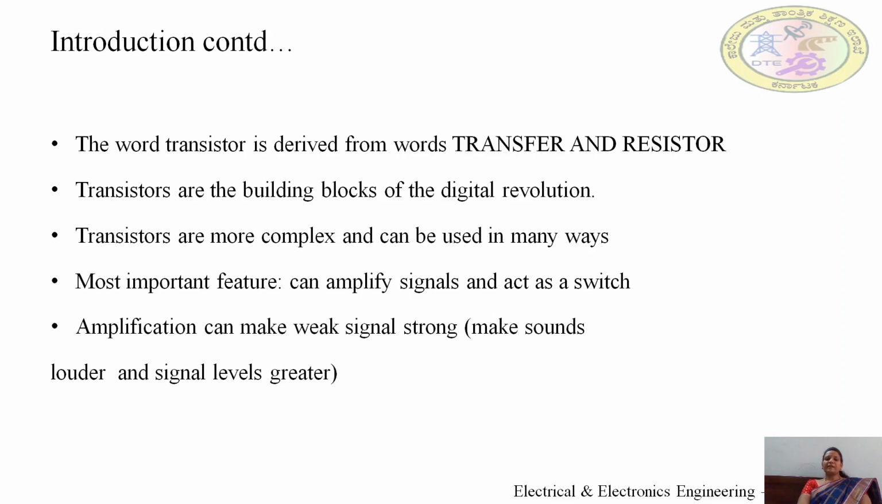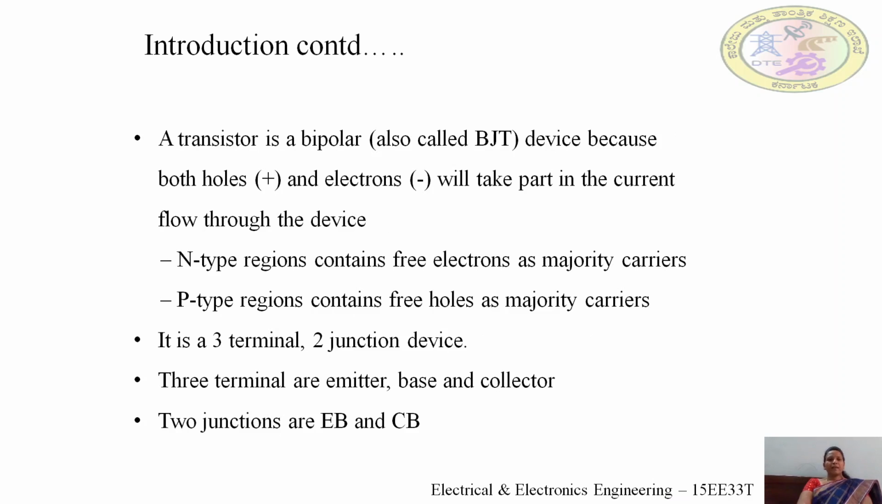Also, a transistor can act as a switch and also as an oscillator. Now, let us briefly discuss the transistor. As I told you, a transistor is also called a bipolar junction transistor. Why is it called bipolar? Bipolar means inside the transistor, the current conduction is due to both holes and electrons.